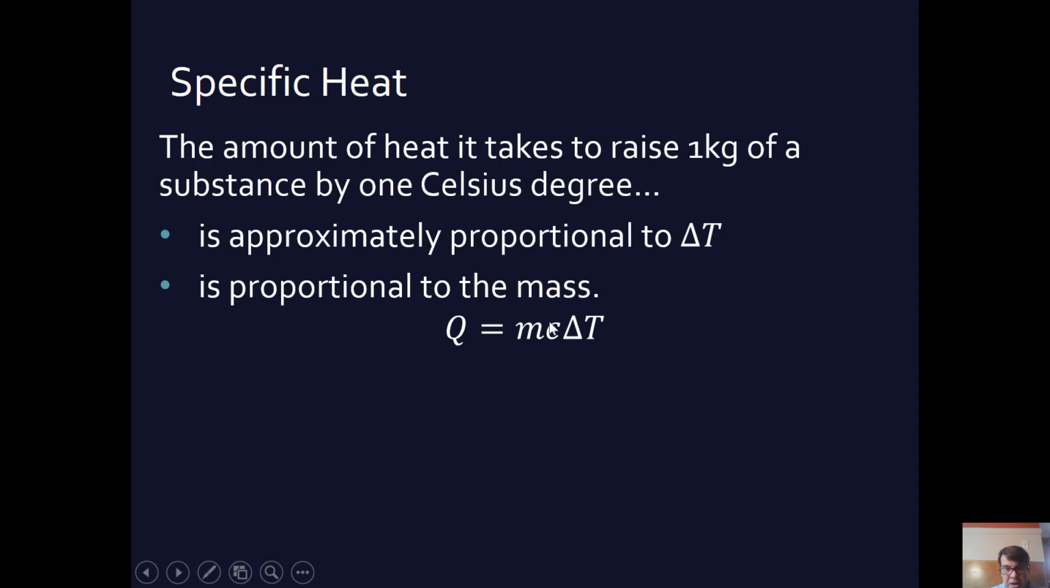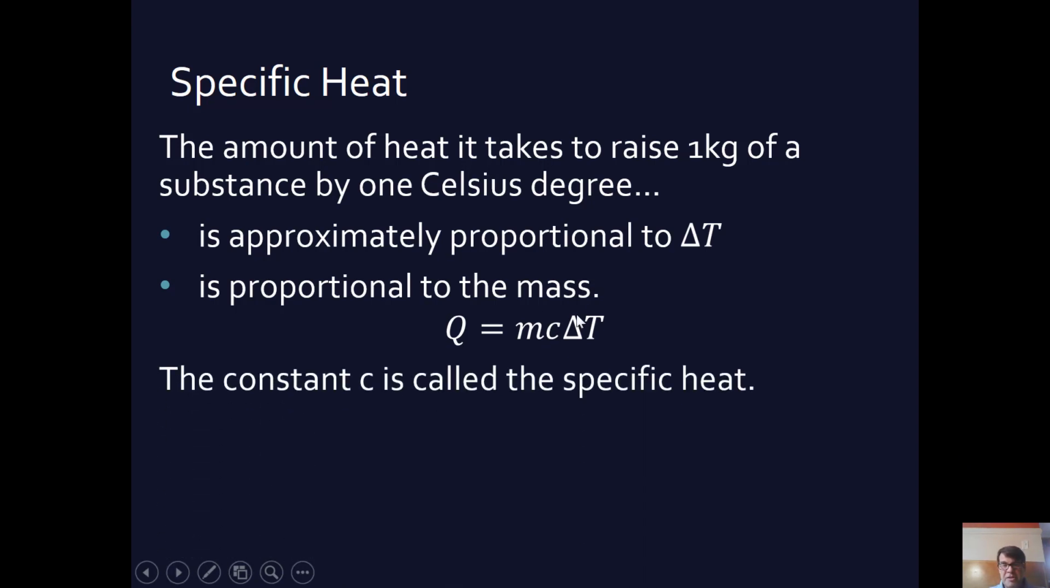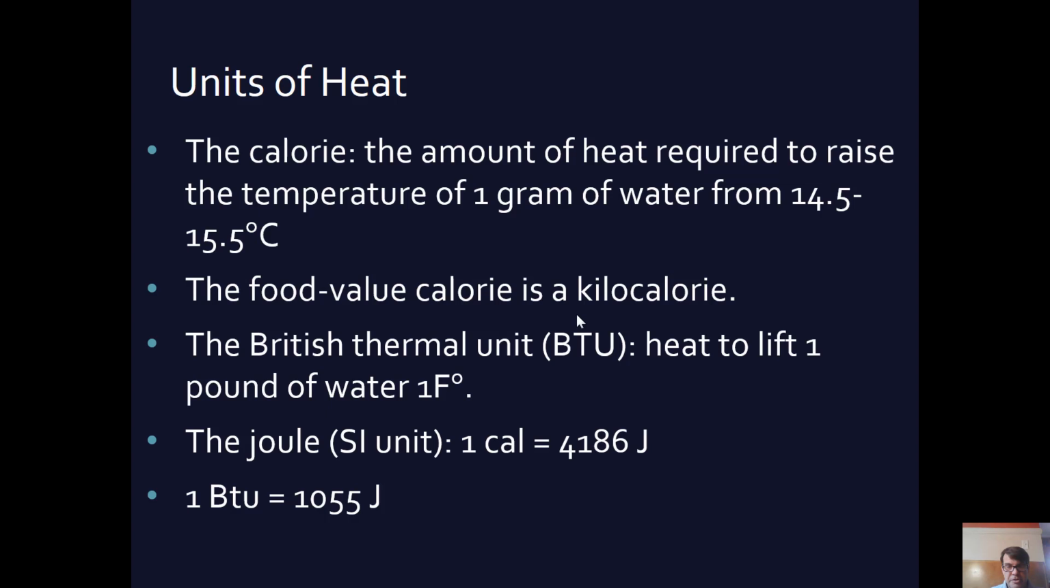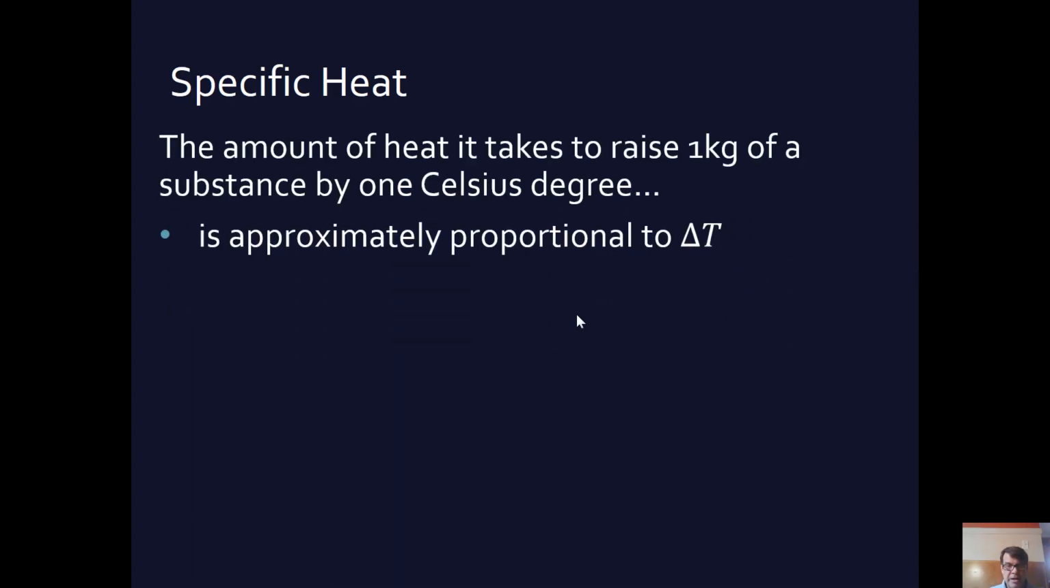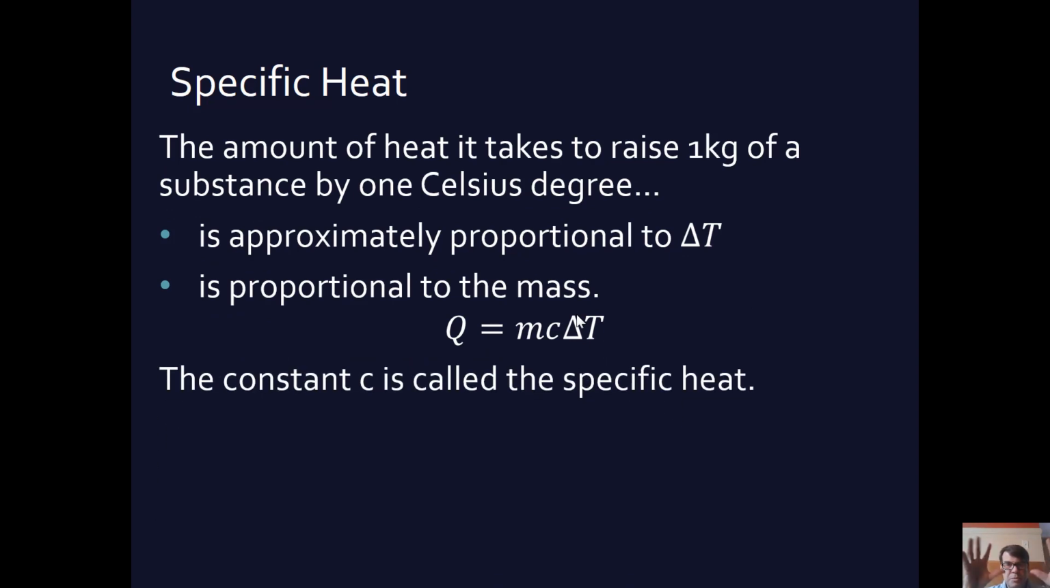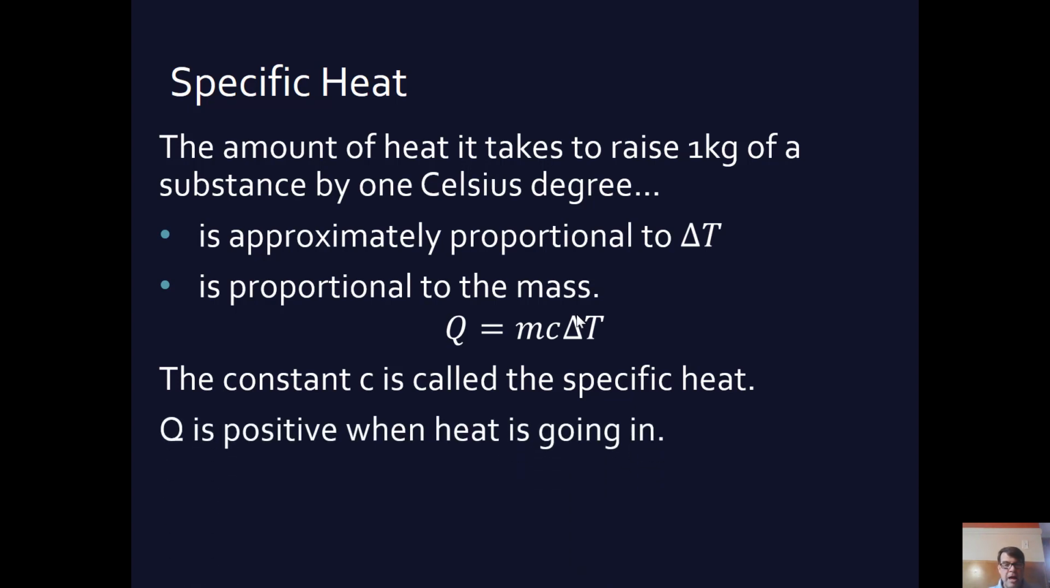So this c here is a constant, and what is that constant? It is the specific heat. So c is the specific heat of something. The specific heat of water turns out to be 4186 joules. Actually, I forget what the units of specific heat are. It's not just joules. So the constant c is called the specific heat. And the energy is positive when heat is going in.